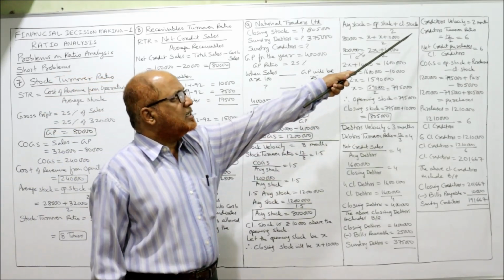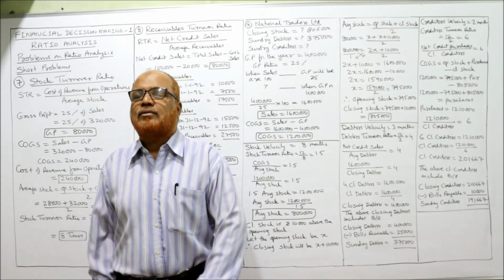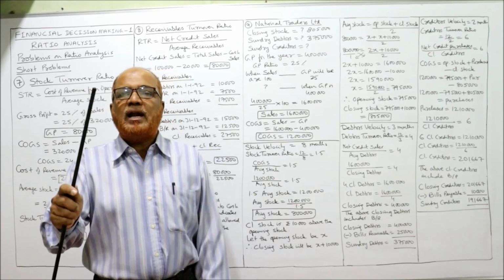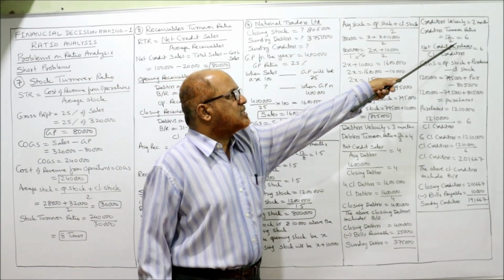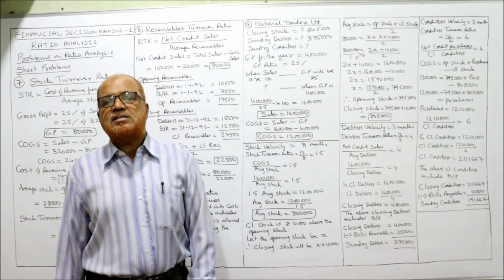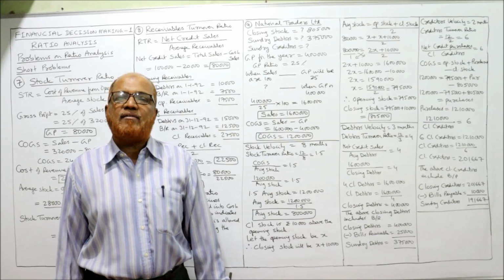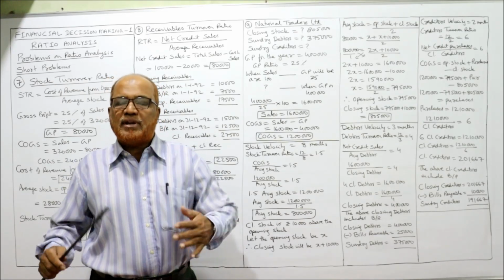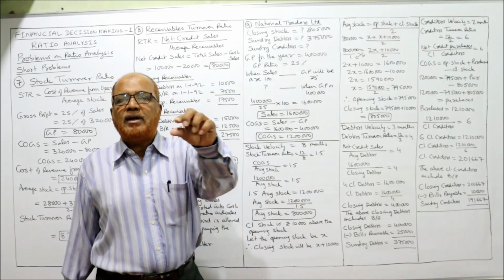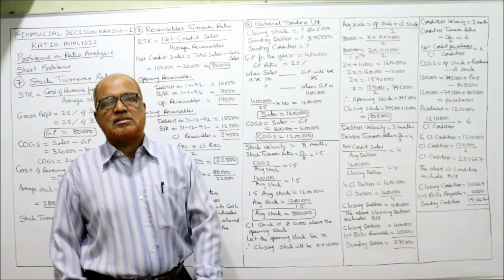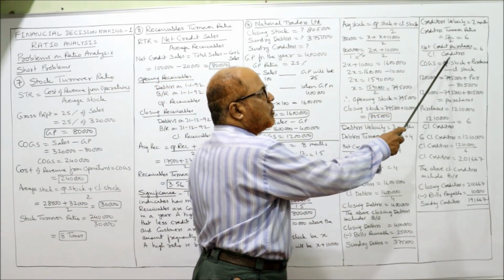So creditors velocity is given in the problem, 2 months. Every 2 months we are making the payment to creditors. So how many times in a year? 12 divided by 2 is 6 times. So creditors turnover ratio is 6. The formula for creditors turnover ratio, net credit purchases divided by average creditors. But average creditors we cannot calculate because opening creditors are not given. So denominator we can take closing creditors. Instead of average we take the closing. So net credit purchase divided by closing creditors.